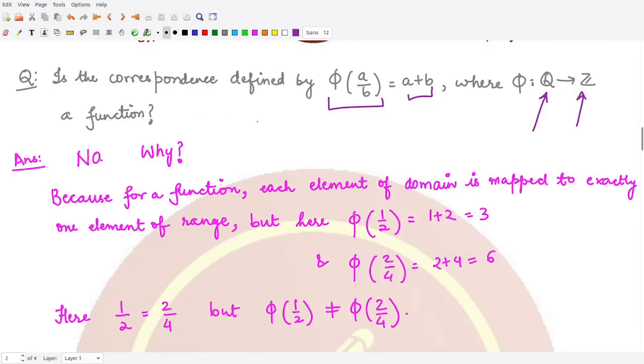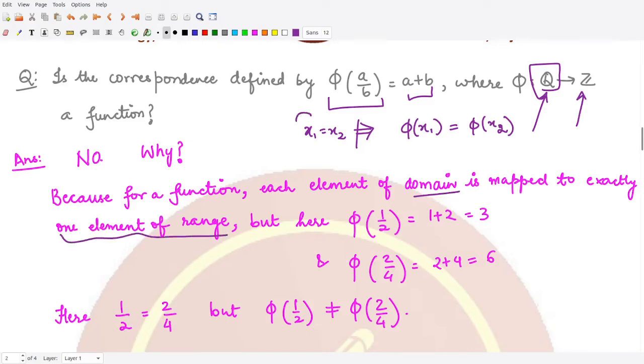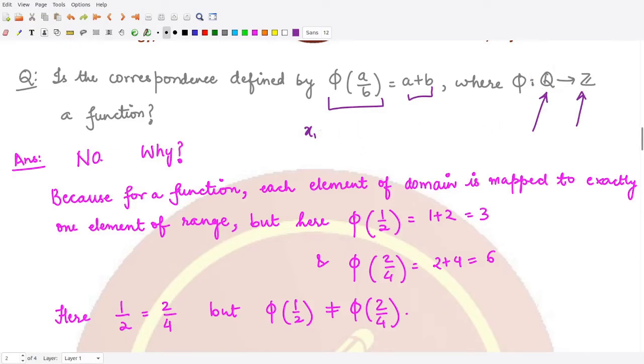So here in this case this is not a function. Why? Because x1 equal to x2 does not imply phi of x1 equal to phi of x2 for all the elements x1 and x2 which are members of the rational numbers. You can see this through this statement here: each element of the domain is mapped to exactly one element of the range. This is the mathematical definition of a function, right? Then in that case, here you are able to find two such elements from the domain such that they do not have a unique image. That means the same elements have different images.